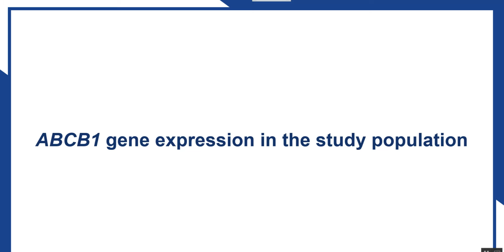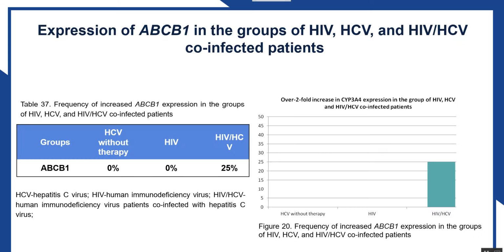At the end, for ABCB1 gene expression in this study population, here you can see that there was literally no increased expression of genes encoding ABCB1 in the patients with HCV infection or in the patients with HIV, and only 25% of the co-infected patients had shown an overall twofold increase of genes encoding ABCB1.